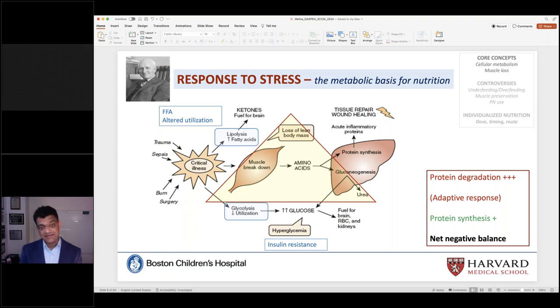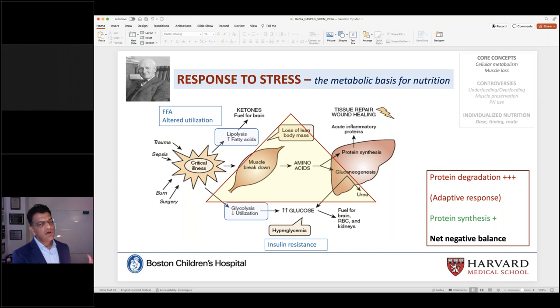This is a fantastic stress response adaptation over millennia that allowed us to survive before we learned how to produce and have access to external food on a constant basis. Having said that, though, in the modern era, the need for this muscle breakdown is now outstripped by some of the side effects of it.